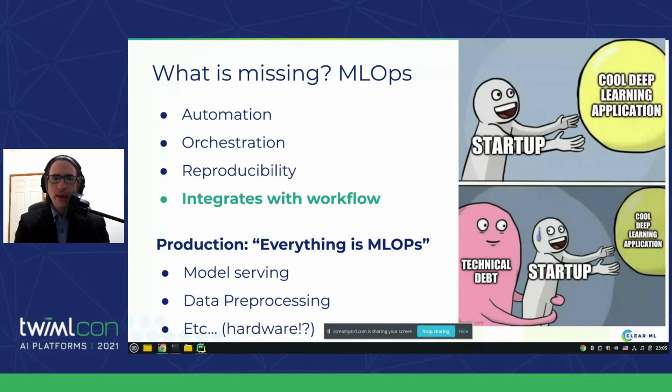And that's important. And I've added a 4th rung, which is important for what we're going to see next, is that whatever you do in MLOps has to integrate with your workflow, because if it breaks it, then productivity is going to tank and you've done nothing. And of course, in production, everything is MLOps because automation, orchestration, and reproducibility is production. And you get model serving and data preprocessing. We've heard about feature stores. And you can actually go up to hardware configuration if you really want to.